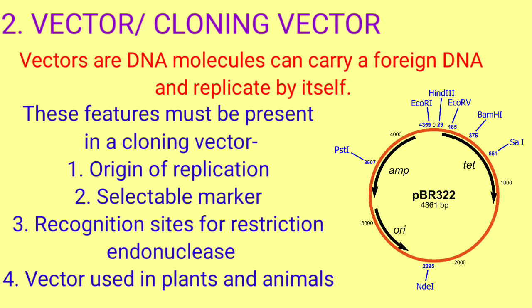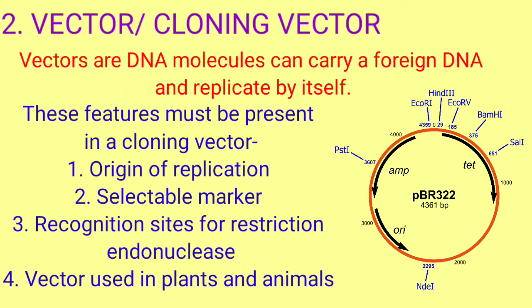So for example, the tetracycline gene possesses restriction sites for BamHI. This is a restriction endonuclease enzyme. Then SalI is also another restriction endonuclease enzyme. And this is the tetracycline resistant gene. So it has the recognition sites for both BamHI and SalI.